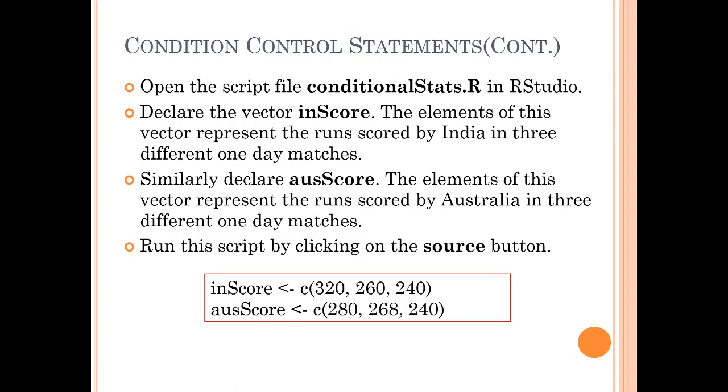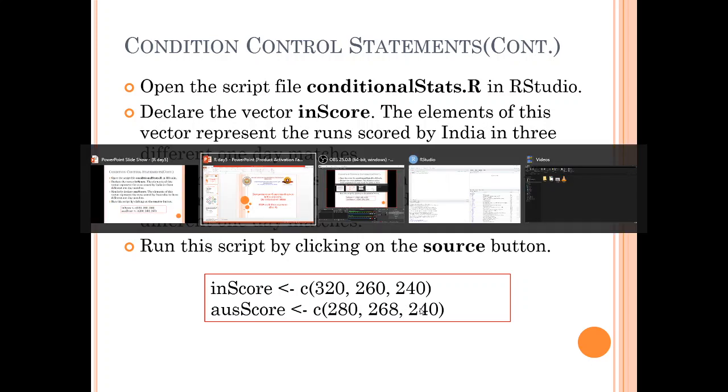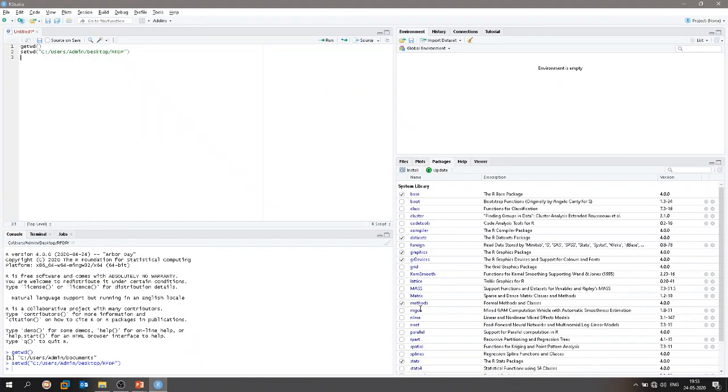Now, to illustrate the working of the if else statement, we are going to create two vectors named ind score, that is India score, and aus score, that is Australia score, having three values in each of these vectors. These three values are the scores of three different ODI matches, and based on this we are going to illustrate if else. So let's go to RStudio and perform these statements.